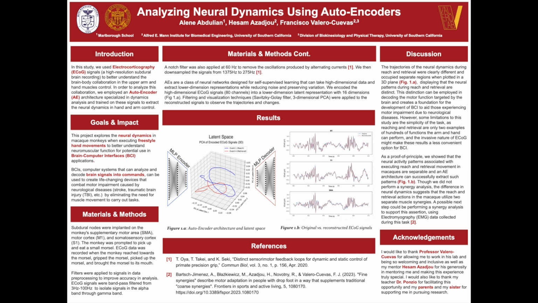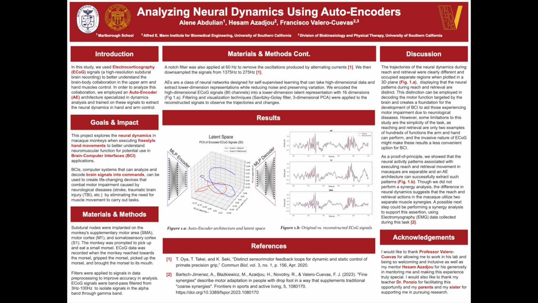In data pre-processing, filters were applied using MATLAB's Filter Designer app. ECOG signals were bandpass filtered from 3 Hz to 100 Hz to isolate signals in the alpha band through gamma band, and a notch filter was also applied at 60 Hz to remove the oscillations produced by alternating currents. We then downsampled the signals from 1,375 Hz to 275 Hz.